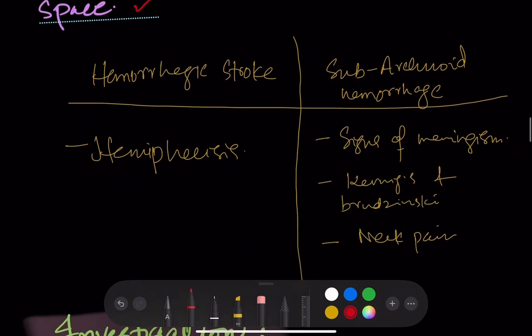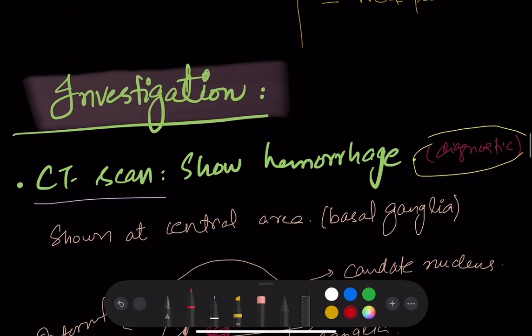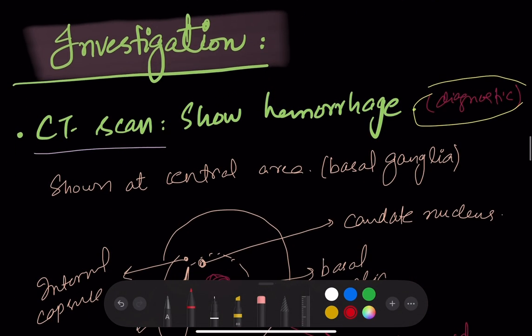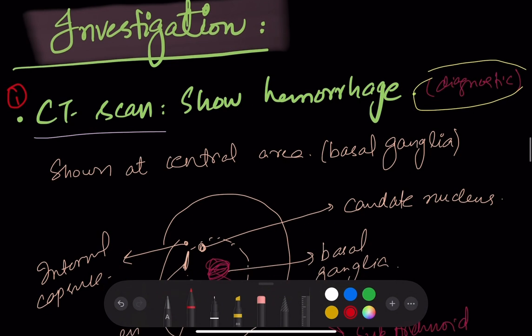This is the main differentiation point: hemorrhagic stroke presents with hemiparesis, and subarachnoid hemorrhage presents with signs of meningism, Kernig's and Brudzinski's signs, and neck pain. Now the investigations that are done are CT scan, which shows hemorrhage, and this is a diagnostic investigation for the case of the subarachnoid hemorrhage.